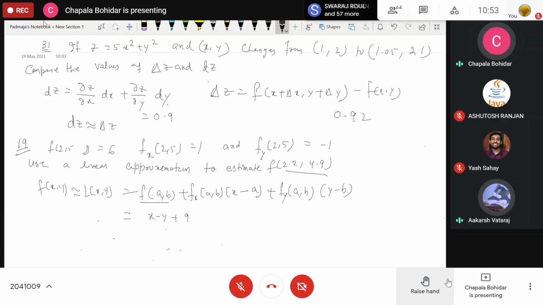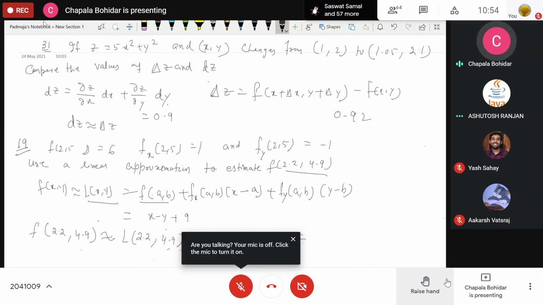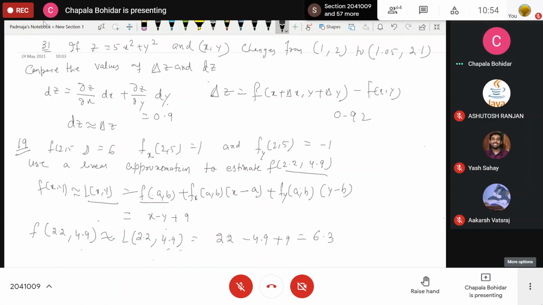So after getting that L of xy, you find out f of 2.2, 4.9 approximately equal to L of 2.2, 4.9. But you have to put the value. Here it is 2.2 minus 4.9 plus 9. So we are getting 6.3. So I think this article is over.